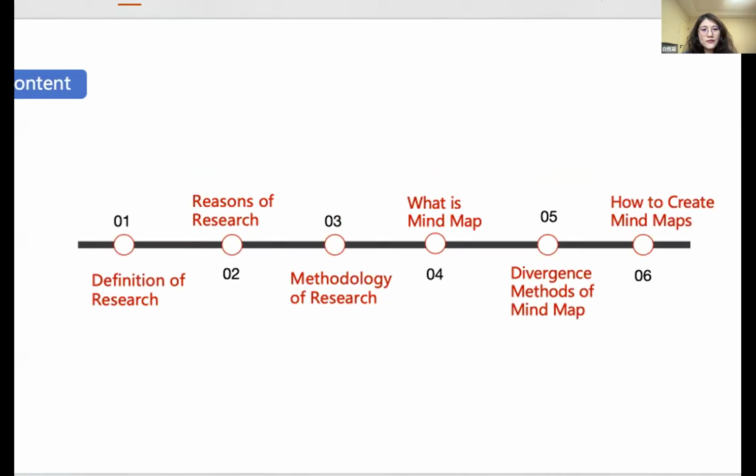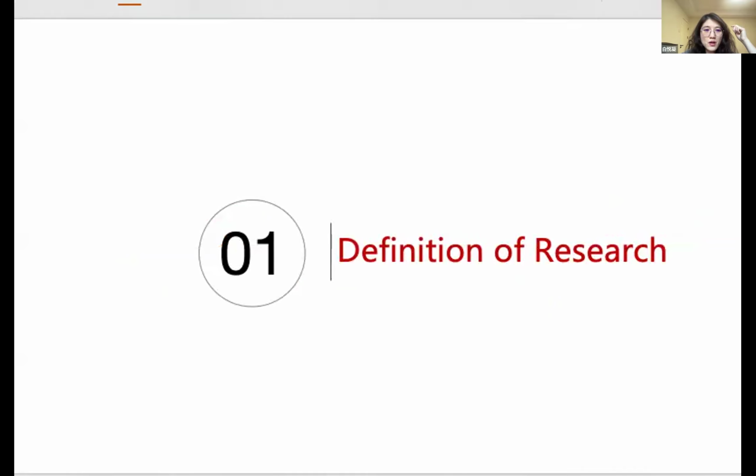First is the design research part. I will share the definition of research, the reasons, and methodologies. In the divergent thinking part, I will go through what a mind map is, the divergence methodologies, and how to create mind maps. So let's go through the first part.